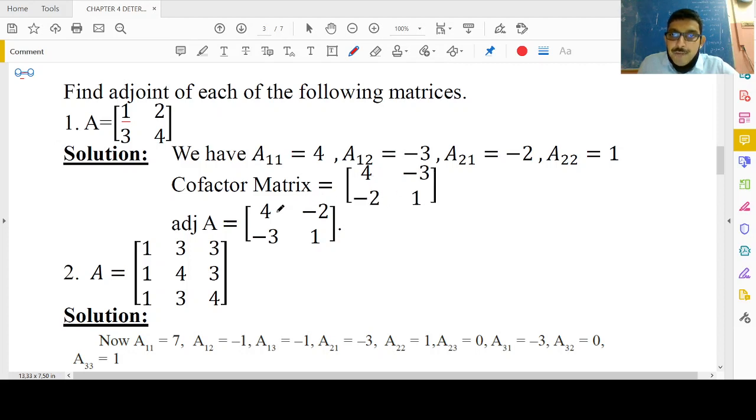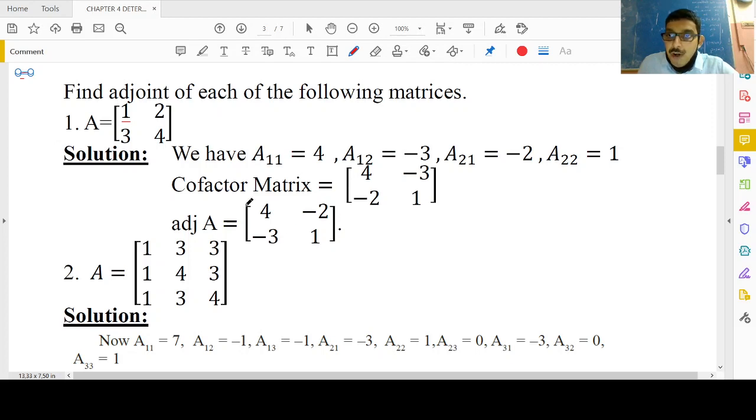Now the adjoint of this will be the transpose of the cofactor matrix. So it will be 4, minus 2, minus 3, 1. This is the adjoint of the given matrix. That is, the adjoint of matrix 1, 2, 3, 4 is 4, minus 2, minus 3, 1.